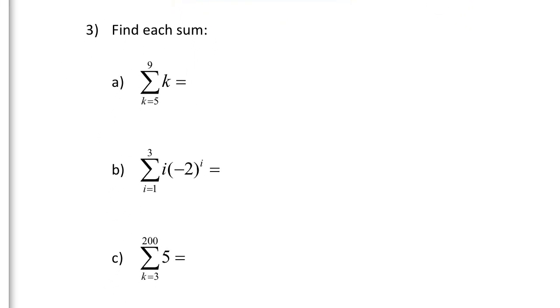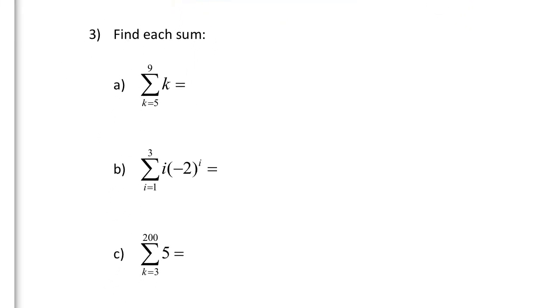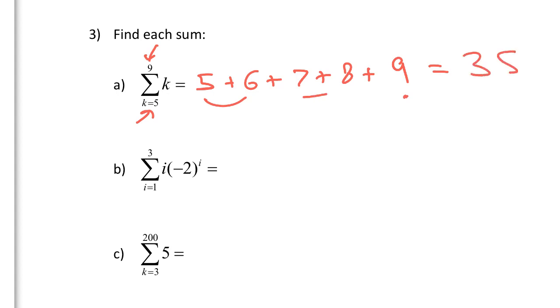Problem 3, find each sum. So here we have the sum from k equals 5 to 9 of k. So that literally means I'm going to start with k equals 5, and then plus, and I'm just going to keep increasing k by 1, 6, 7, 8, 9, until I reach 9. And then we would add that all up. What do we get? That's 11, and 9 is 20, and 15 is 35. So my answer is 35 there.